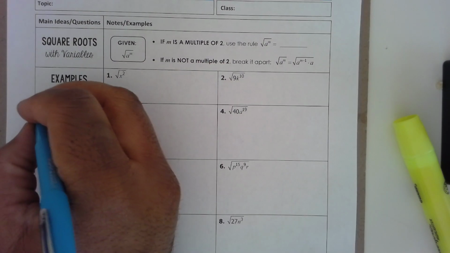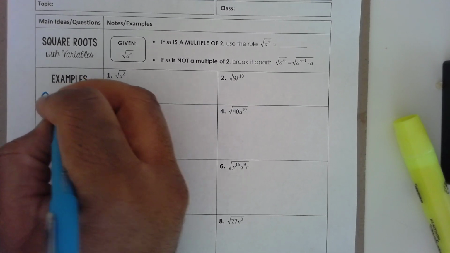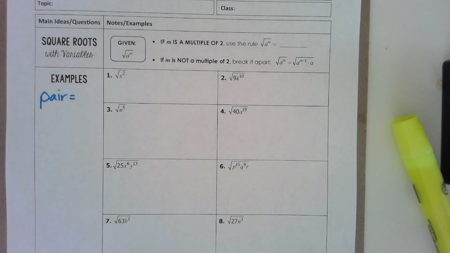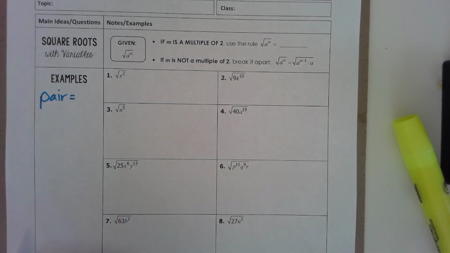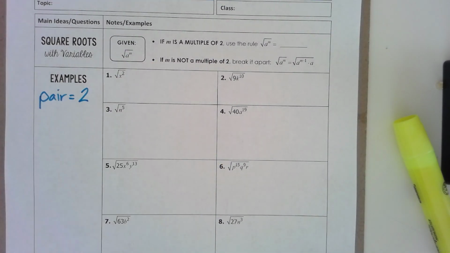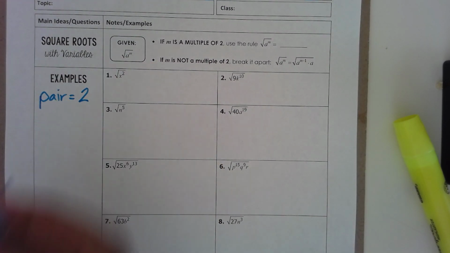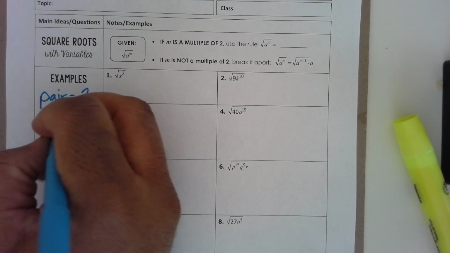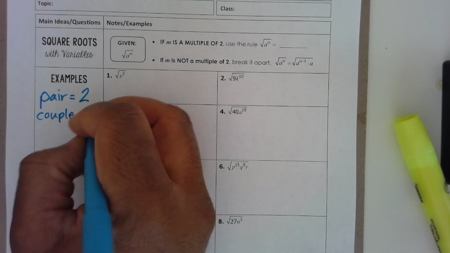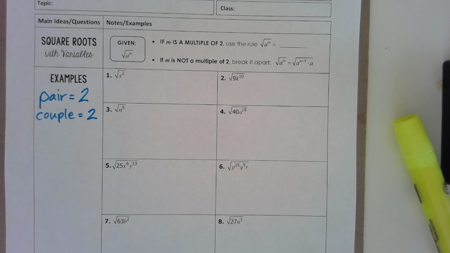And so the way I like to look at this is think about a pair. If you have a pair of shoes, you have two shoes. Or if you have a couple, for instance, a couple going out on a date, unless it's a double date, you'll probably just have two people on that date. So how does that apply to simplifying square roots with variables?